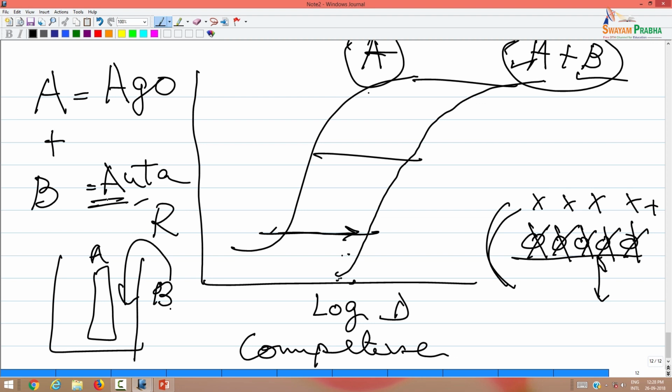So, what is a competitive antagonist? When the dose response curve of agonist in the presence of antagonist shifts towards the right, the shift is parallel and the maximum can still be achieved, and that is called a full agonist.